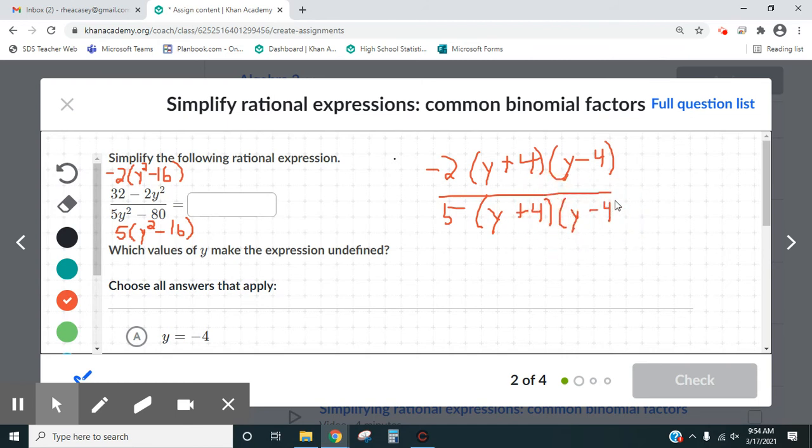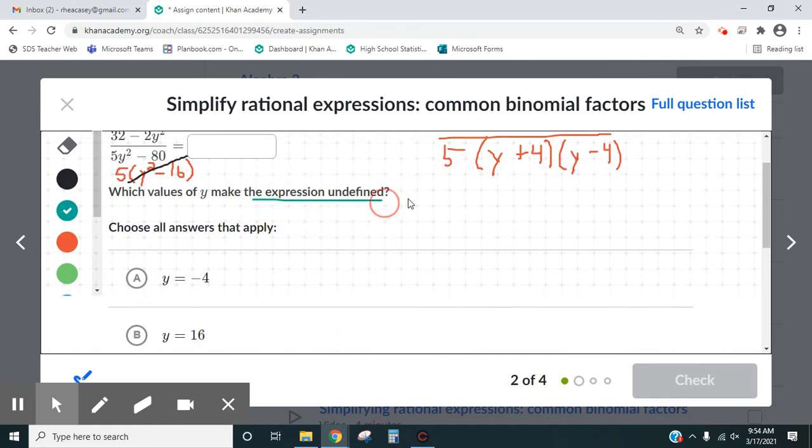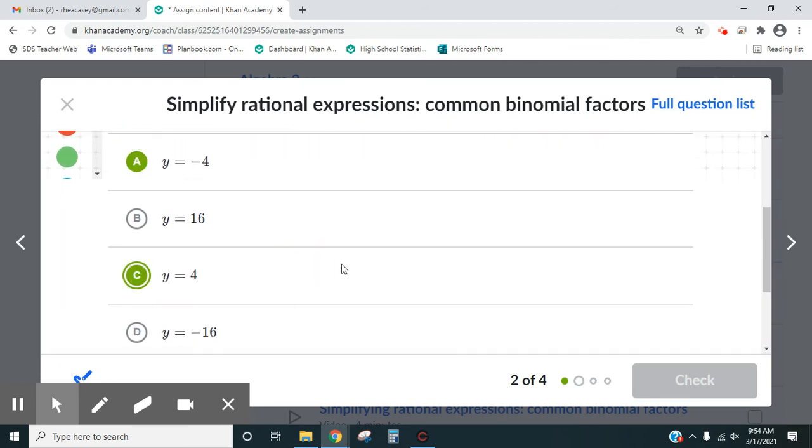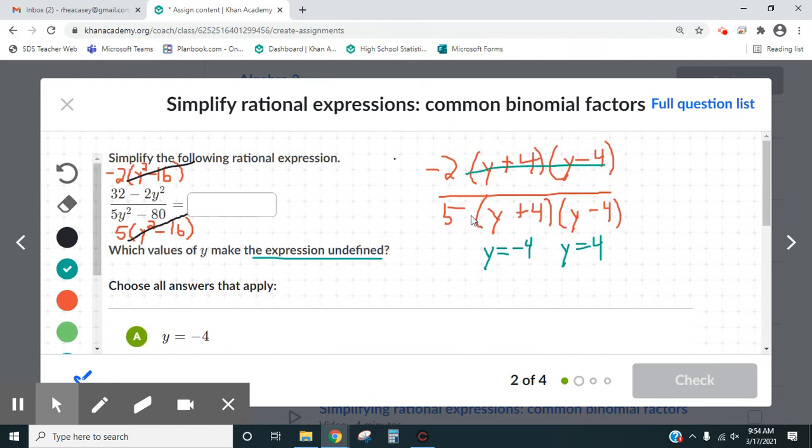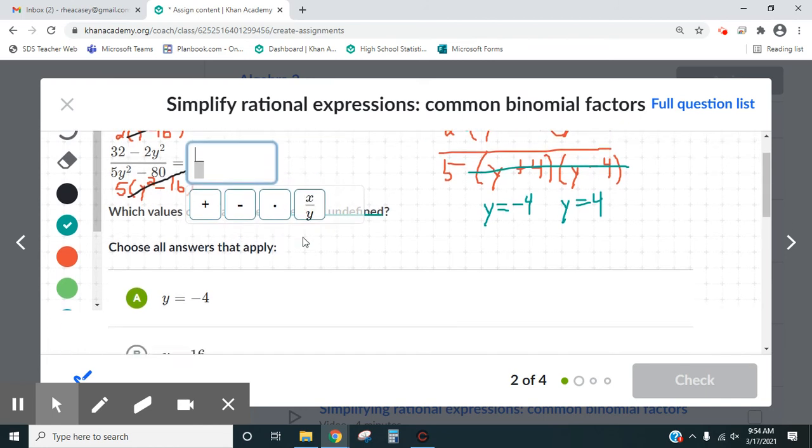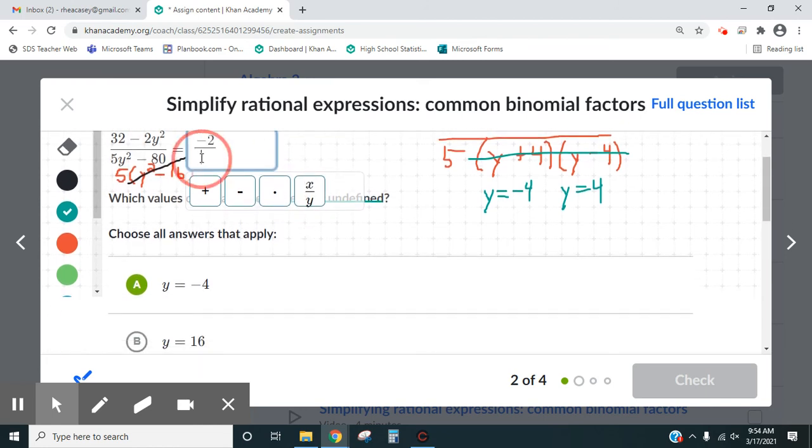Matter of fact, if we were just simplifying, we could have just canceled right here. But there's two parts to this problem, right? And the other part of the problem isn't just simplifying, it is finding what makes the expression undefined. And now that I've factored, I can answer that. Okay, what's one of them? 4, and what's the other one? -4. Bingo. Now, again, everything's canceled because they're both the same. So the only thing left is the number, the fraction. 2/5. There you go.